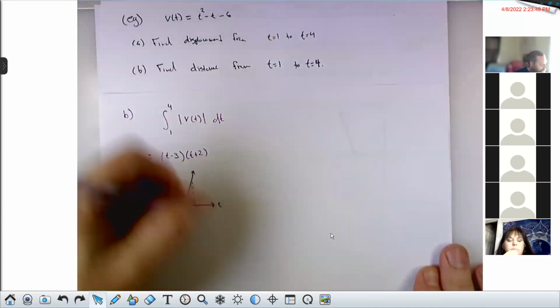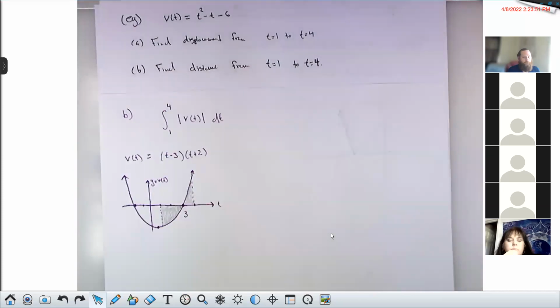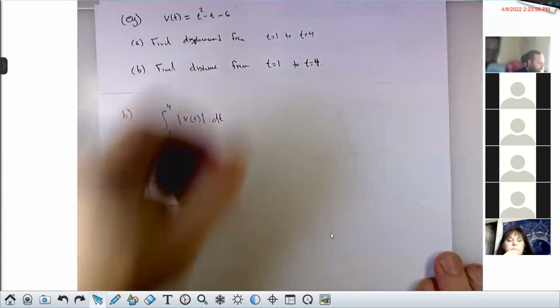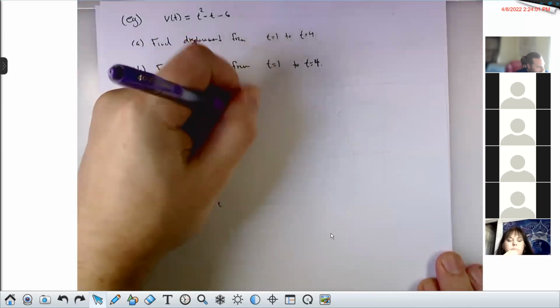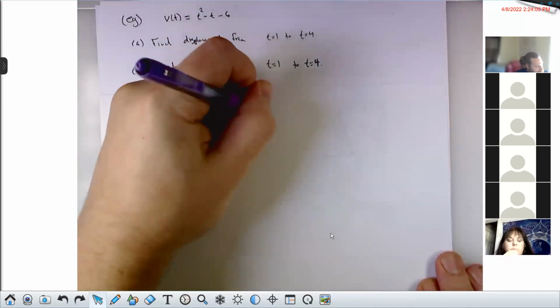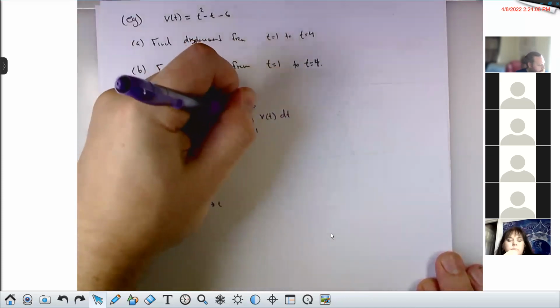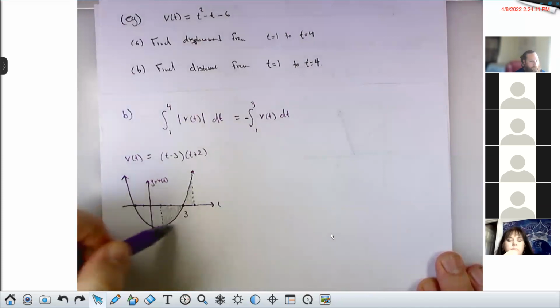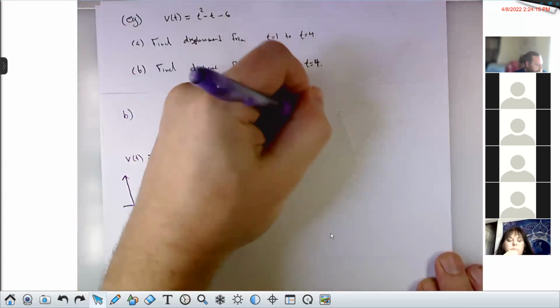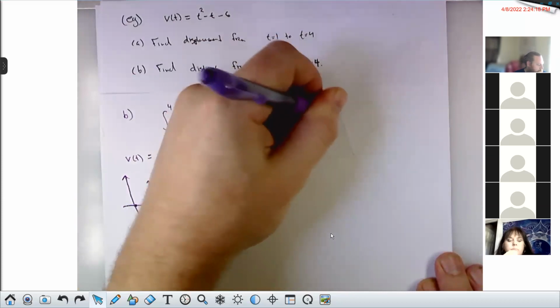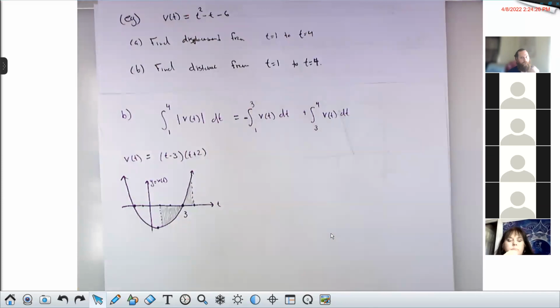Big thing here is that the split occurs at 3. All right, that's really what we're after. The split is going to occur at 3. So I'll consider this as the negative of the integral from 1 to 3 of v of t dt, with a negative out front, because this part is already negative and I need to make it positive, plus the integral from 3 to 4 of v of t dt. And that one I leave alone because v of t is positive on the interval 3 to 4.